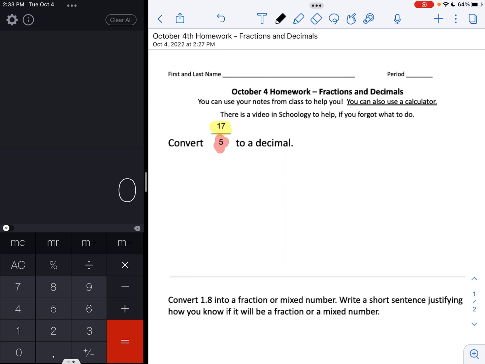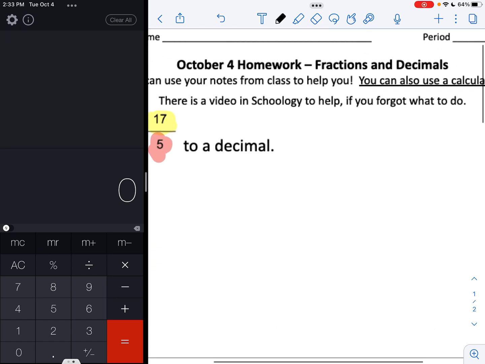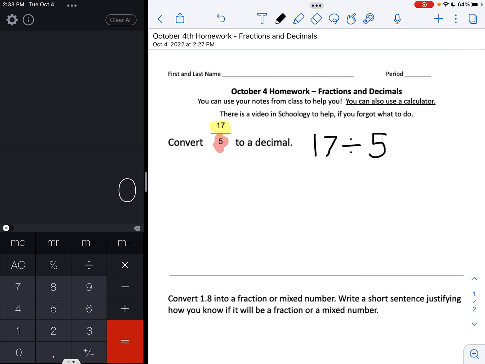So the first thing that we're going to do is say this fraction out loud. Say 17/5. And like we did in class today, we're going to write this as a division problem before we put it into the calculator. So we write 17 divided by 5. 17 divided by 5 and 17/5 are two ways of saying the same thing. So we have 17 divided by 5, and then all we have to do is put this into the calculator. So 17 and then divided by 5.